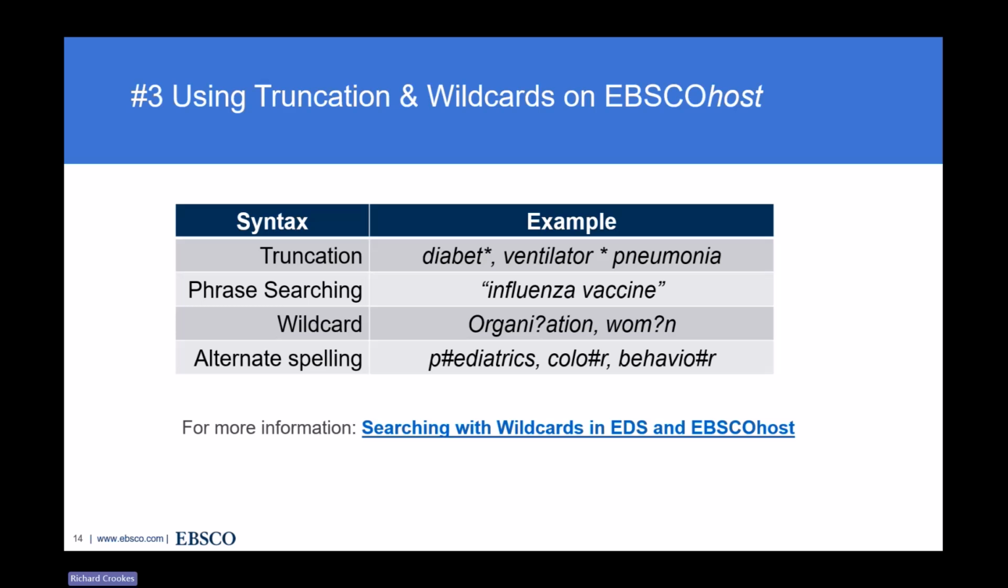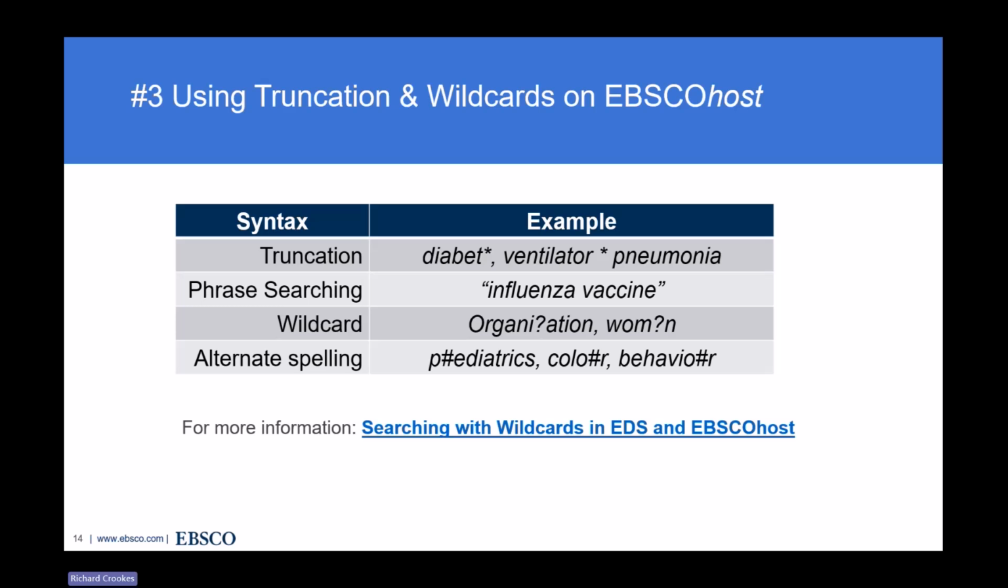We also have exact phrase searching, which uses the double quotation marks. So you've got that option. So with "influenza vaccine" enclosed in quotation marks, that will find at least one occurrence where those terms appear next to each other, as shown on this screenshot.